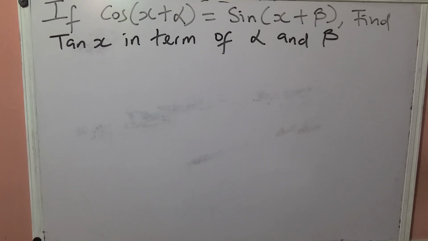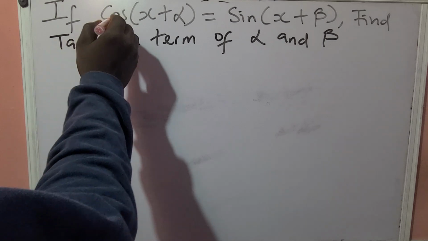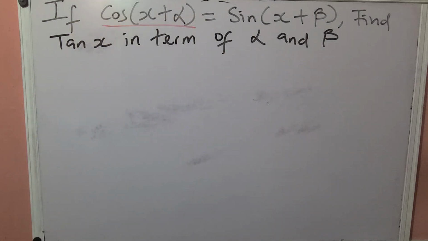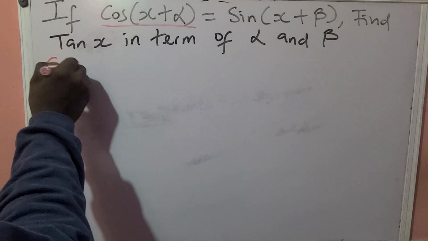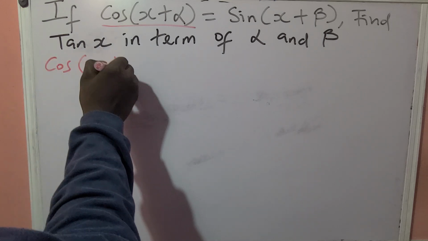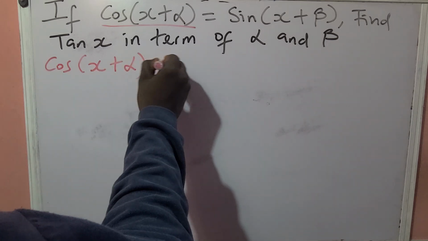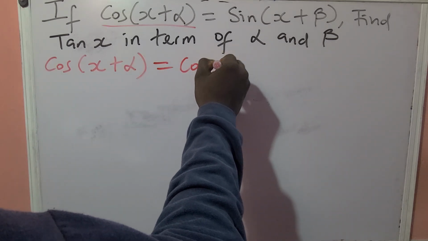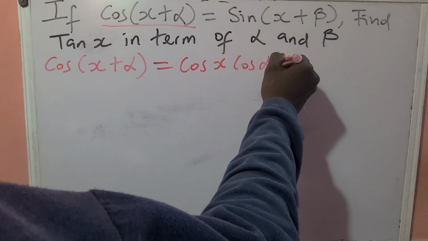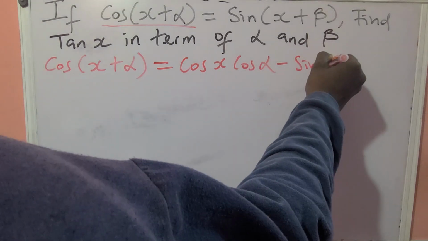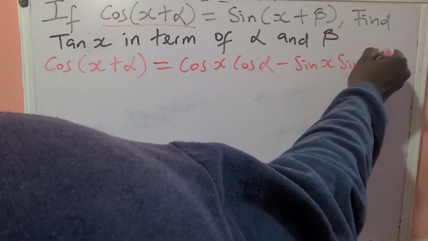So, there is an identity that we call the compound angle identity. If you check some of our previous videos, you would see the identity being given. In that case, we have the cos of an angle plus another angle, like in this case, the cos of x plus alpha is always going to be equal to the cos of x, the cos of alpha, minus the sine of x times the sine of alpha.